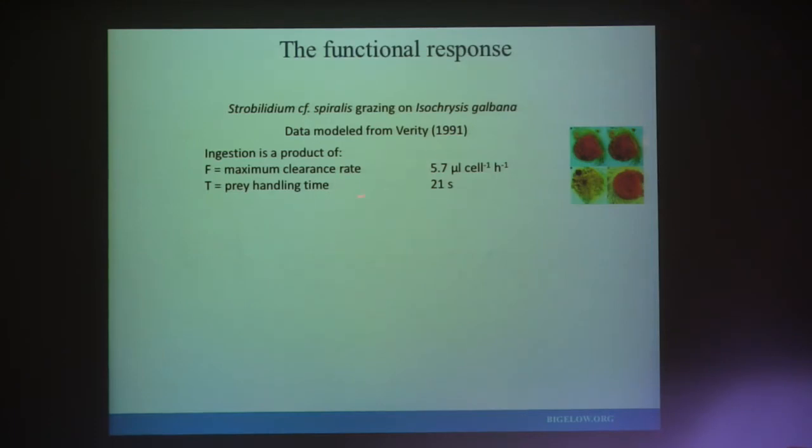And really it's based on what's called the functional response. That's about how do protozoan grazers respond when you change the abundance of their prey. What I've done is taken some of Peter Verity's, the late Peter Verity's work. He did some really neat culturing work with Strobilidium the ciliate grazing on Isochrysis, a prymnesiophyte. Came up with maximum clearance rates of 5.7 microliters per cell per hour and a handling time of 21 seconds.